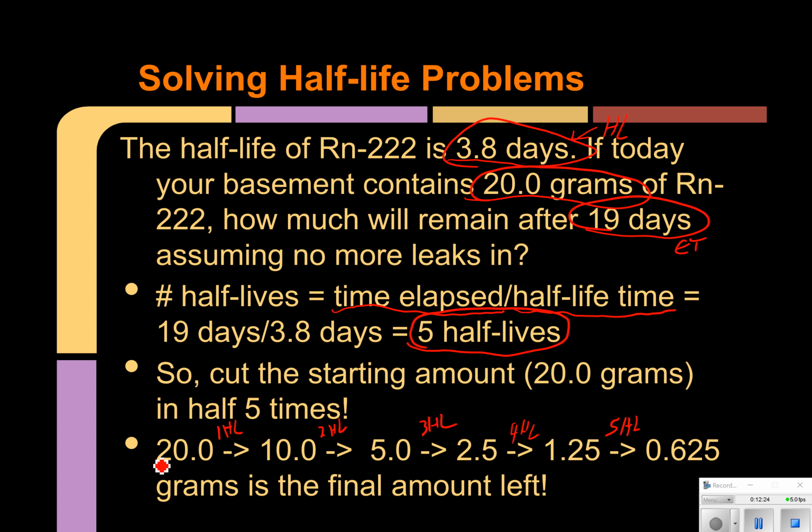So we started with 20 grams, and after 1 half-life, that 20 grams gets cut in half to 10 grams. After the second half-life, it gets cut to 5 grams, and we're just cutting this in half each time. After the third half-life, it gets cut down to 2.5 grams. After 4, down to 1.25. And after the fifth, we're down to just over 0.6 of a gram left of that 20 grams of radon-222. This is the amount, 0.625 grams, that's still in your basement.